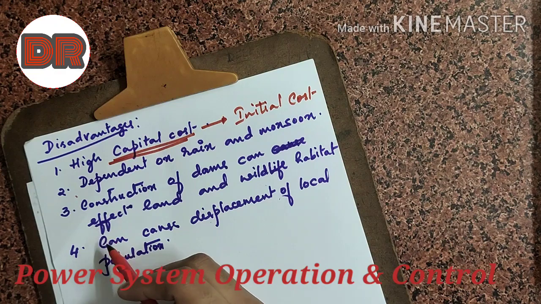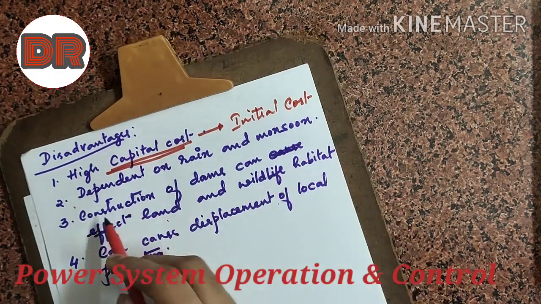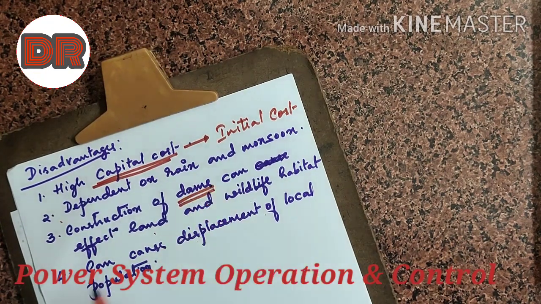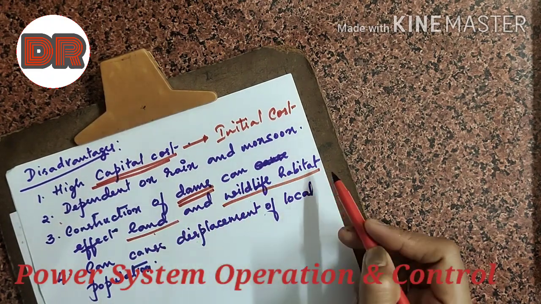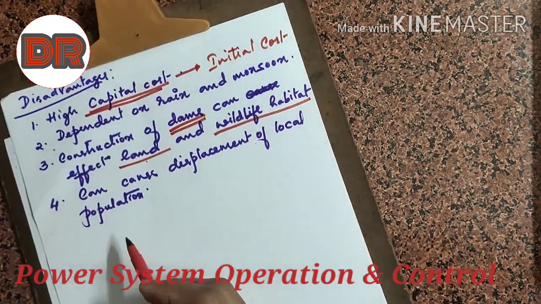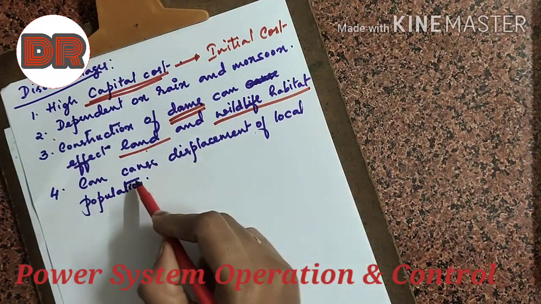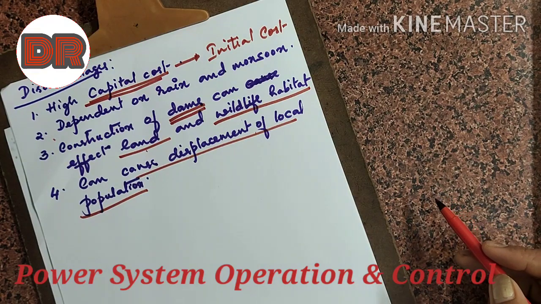The construction of dams can affect land and wildlife habitat. For hydropower plants we need to construct dams, so the construction of dams can affect land and wildlife habitat. It can also cause displacement of the local population. So, these are a few disadvantages of hydropower plants.